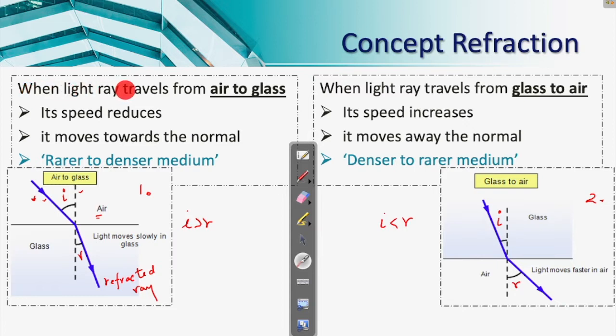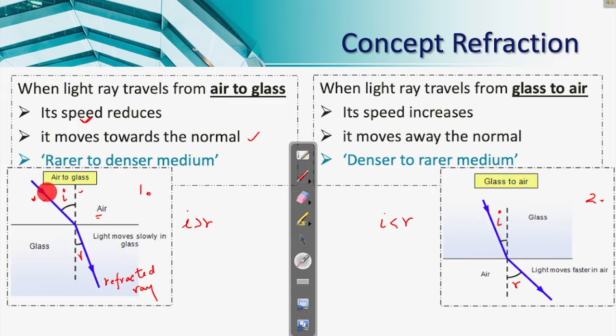The light ray travels from the air to glass. Its speed is reducing. It bends towards the normal. I is more than R. That means it is moving closer to the normal. It is bending towards the normal. Why is it bending towards the normal? The reason lies in the speed. The speed is going down. Why is the speed going down?